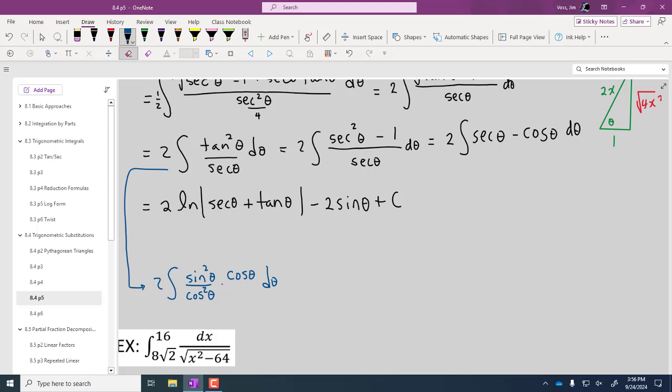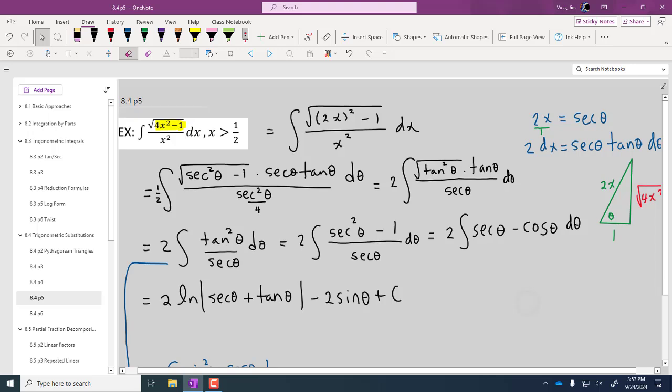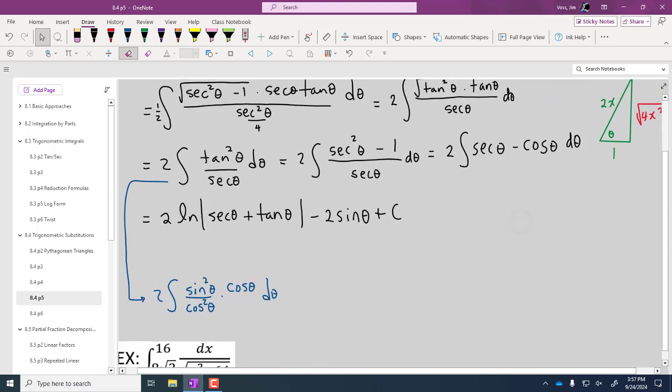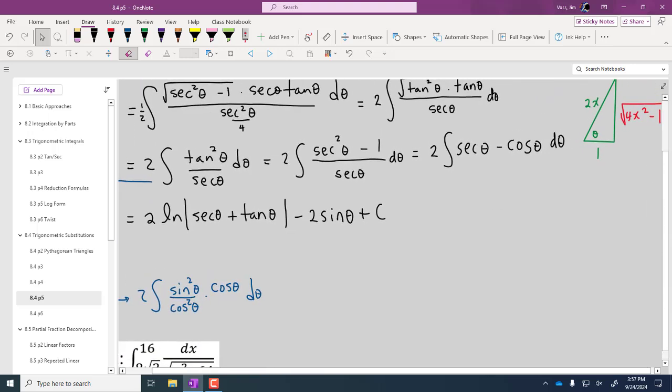Oh, no, we still have to plug the x back in. Yeah, we always have to go back to the original variable. So we've got to get back to x. That's what the triangle is for. The triangle allows us to get back from theta to x.